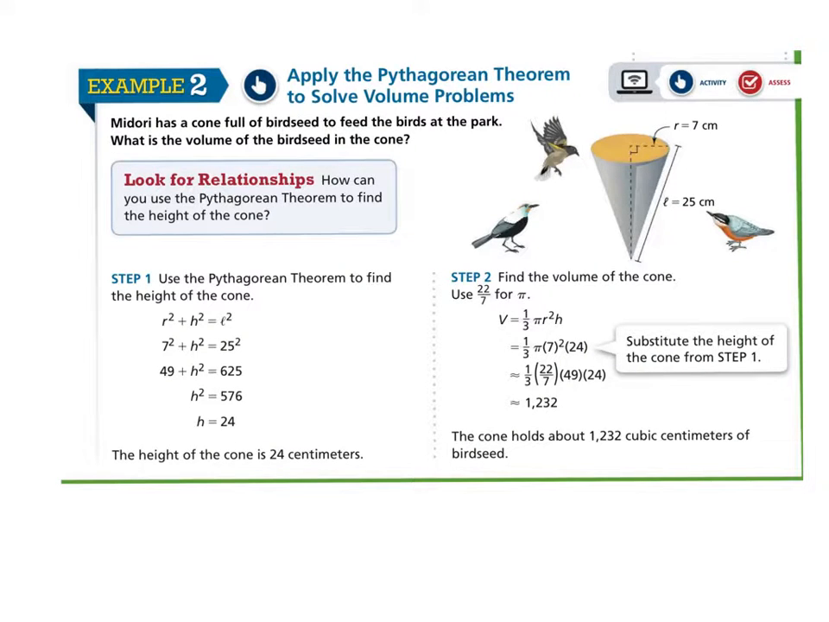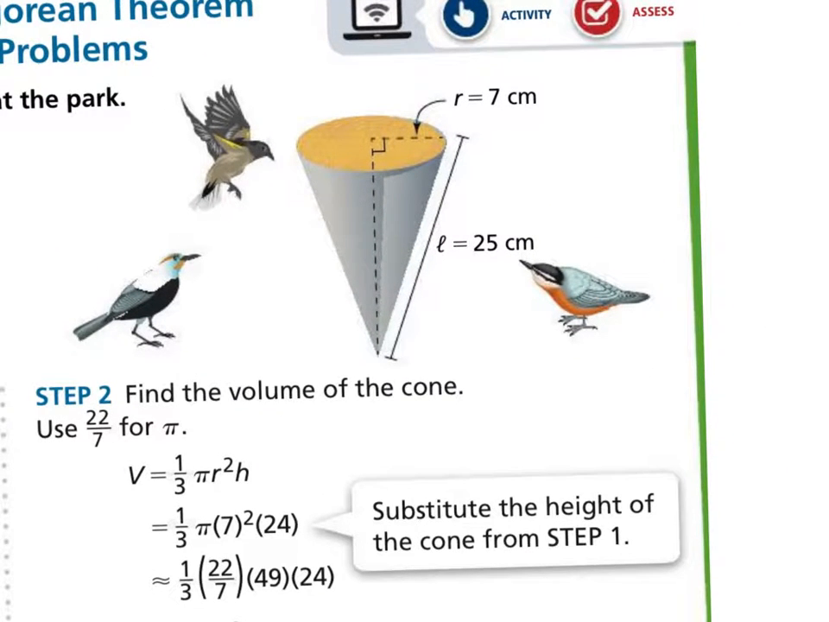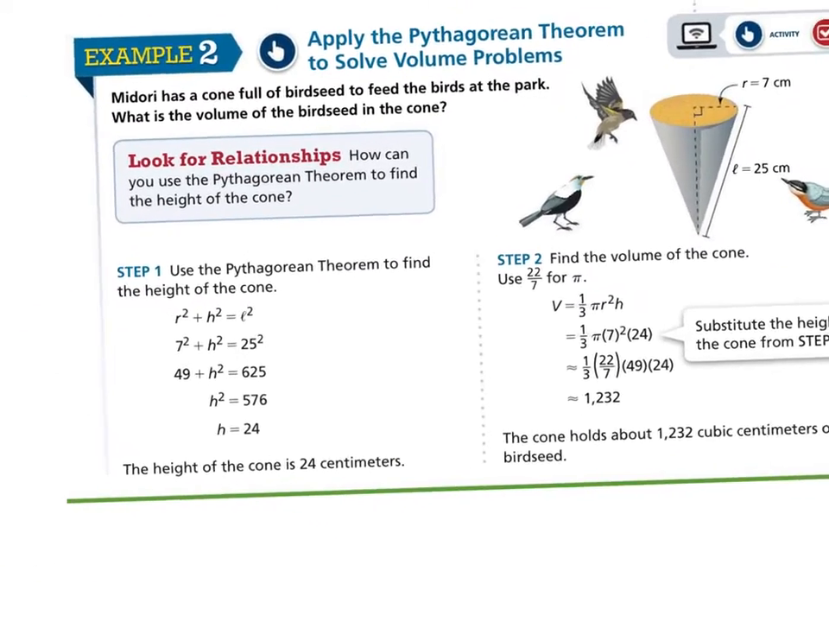You look at example 2. Midori has a cone full of bird seed to feed the birds at the park. What is the volume of the bird seed in the cone? This one, we talked about it the other day, I believe. They are giving us the slant height of the cone, not the height of the cone. So we have to use our Pythagorean theorem idea like we did the other day. Make that right triangle there. You can see the 25 would be like our hypotenuse.